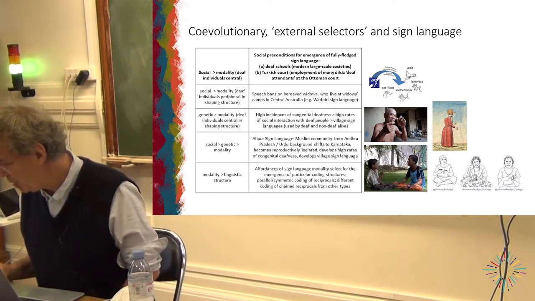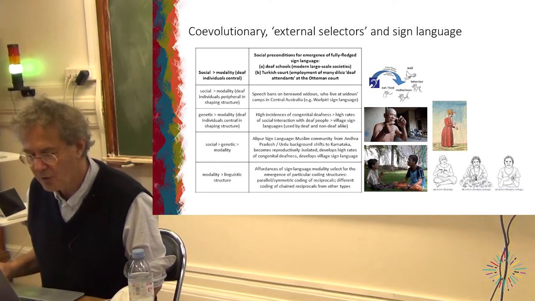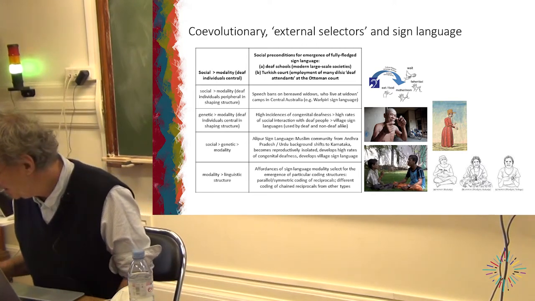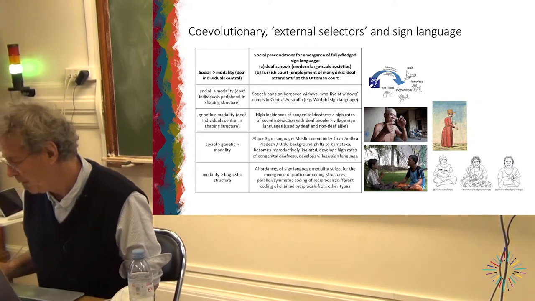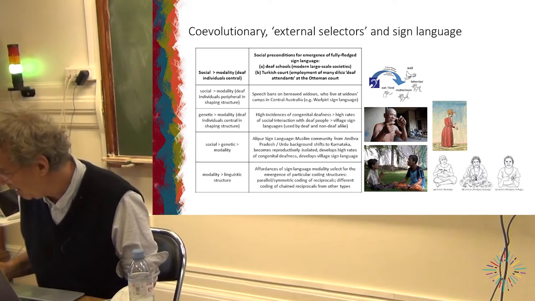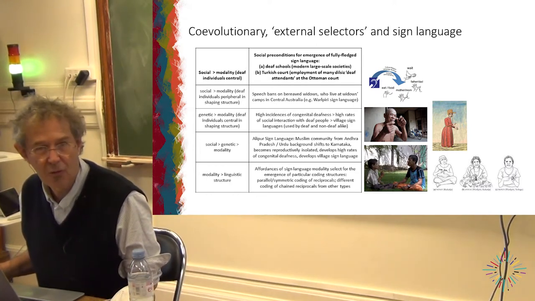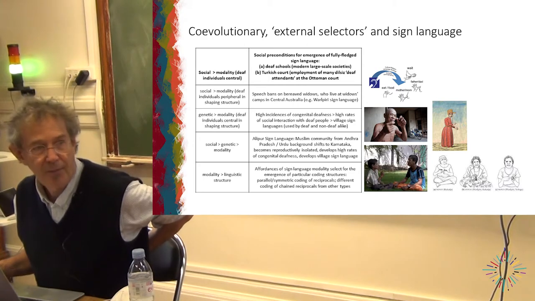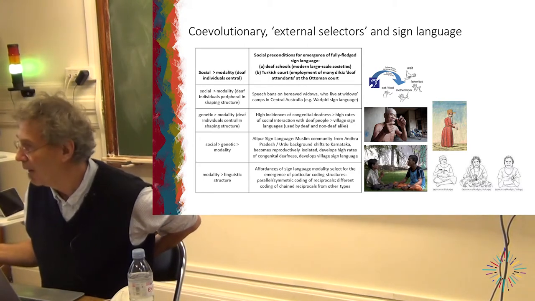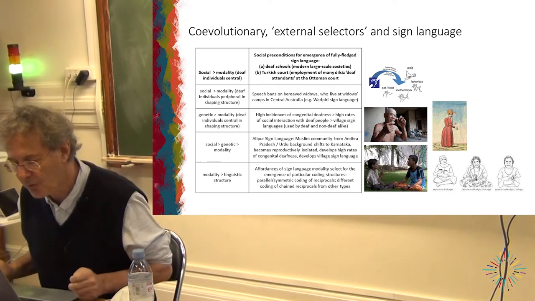With regard to sign language, we can see a lot of different scenarios. So we've got relations of the social to the modality, and deaf individuals play a central role here, but not the only role. So, for example, if we look at sign languages in Central Australia and other parts of Australia, certainly they're used by deaf people, but they probably arose originally through hunting sign language, which is a partial sign language system for being silent while hunting, and that's found right across the continent.